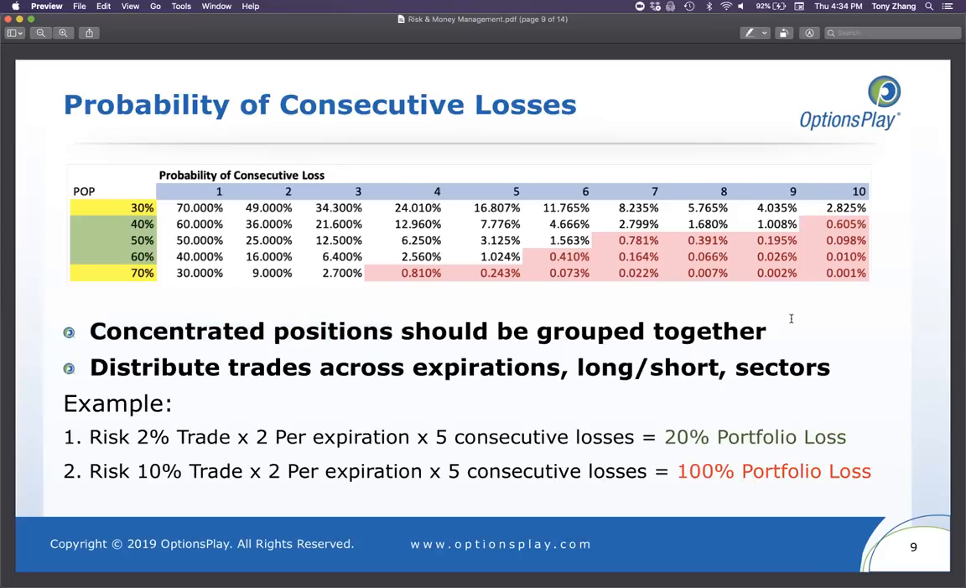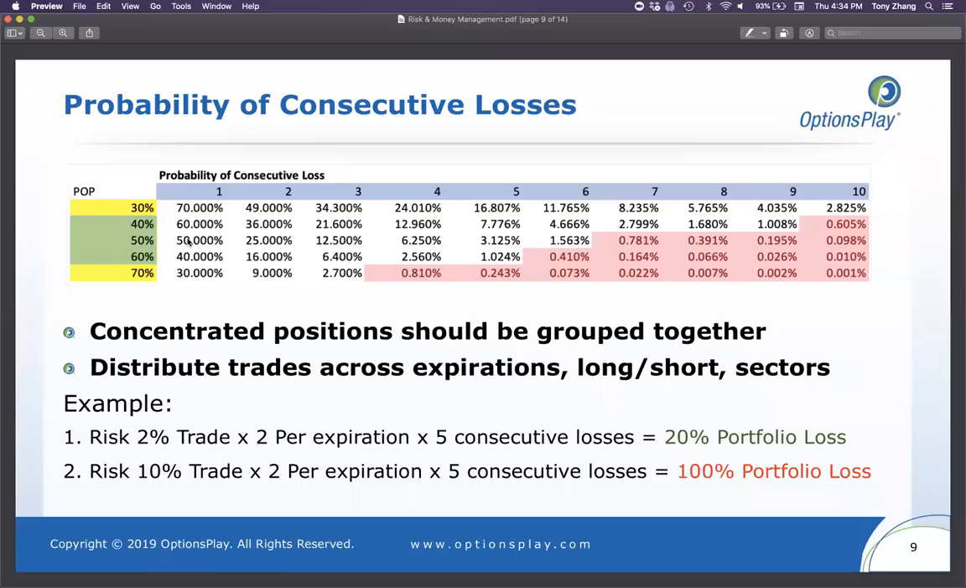So an example of this is that you want to distribute your trades across expirations, long, short, and potentially even sectors. Because if you have 5 long trades in the same sector, all expiring on the same day, that's really more like 1 trade as opposed to 5 trades, because all you need is 1 adverse move in that 1 sector that 1 week, and now you have 5 consecutive losses at one time. And I wouldn't assign that a 3% risk, I'd assign that pretty much a 50% risk. So when we think about consecutive losses, we don't want to just think about individual positions, we want to think about grouping positions together and then putting them separately.